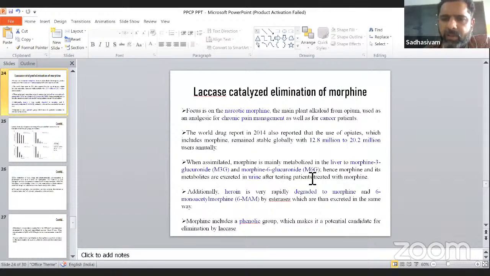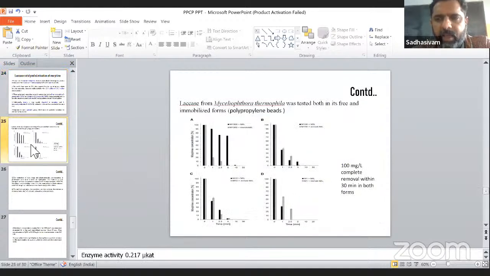The morphine is generally metabolized in the liver like any substrate, where it is transformed into morphine 3G and morphine 6G, and they get excreted into the urine of the patient. It also ends up in the environment. So when we use laccase, it will help to degrade it at a greater level. Like other drugs, it can also remove morphine at the range of 100 mg per liter within 30 minutes. Either it is M3G or M6G, both forms could be successfully removed by laccase.